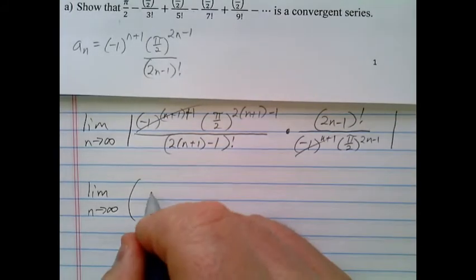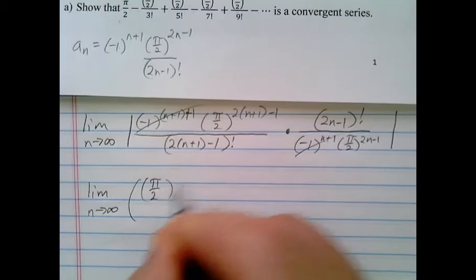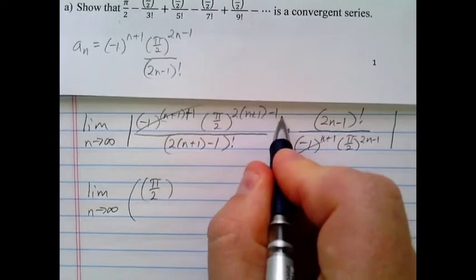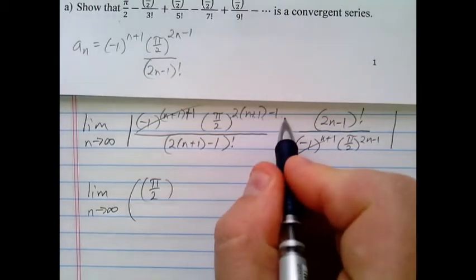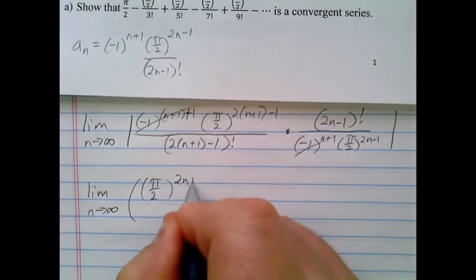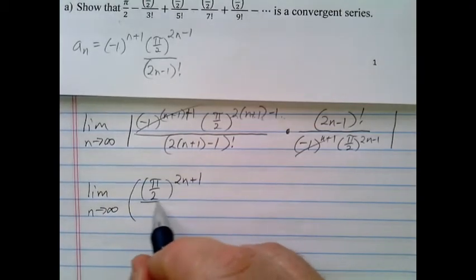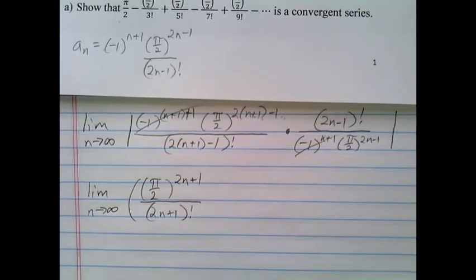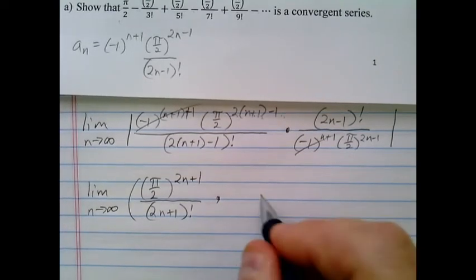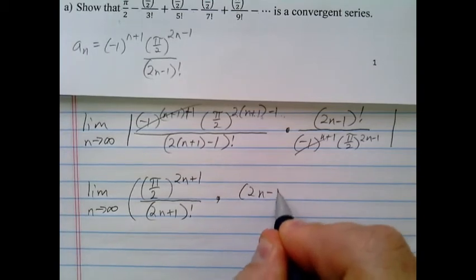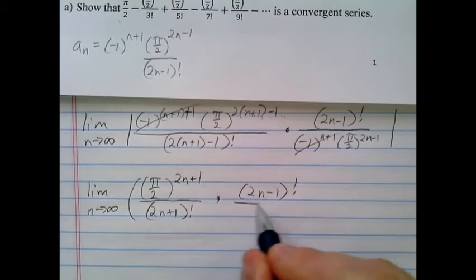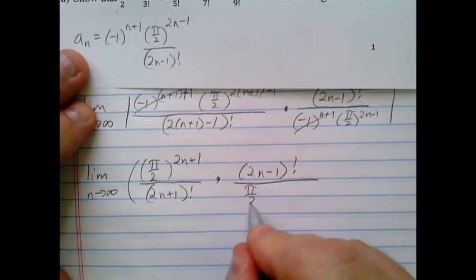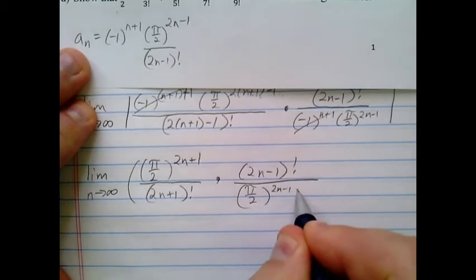So what have I got here? I've got pi over 2, and the power is 2n plus 2, but then minus 1. 2n plus 2 minus 1, that's 2n plus 1. So I guess down here I'm also going to have 2n plus 1 factorial, and then 2n minus 1 factorial, over pi over 2 to the 2n minus 1.